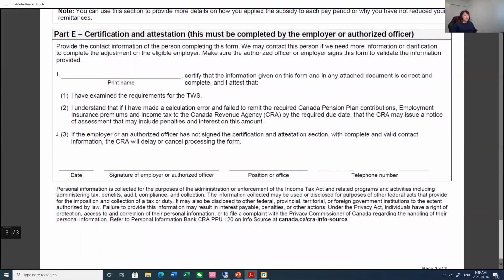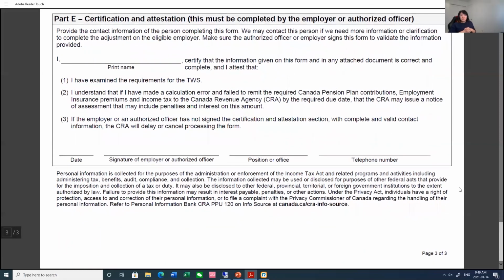Lastly, if the employer or authorized officer has not signed the form, then Canada Revenue Agency will delay or cancel processing this form, and in the end, we may receive a discrepancy notice from them at the end of the year. So please make sure you date, sign, and fill in all the appropriate information accordingly. Okay, so that's it for the PD27 form.